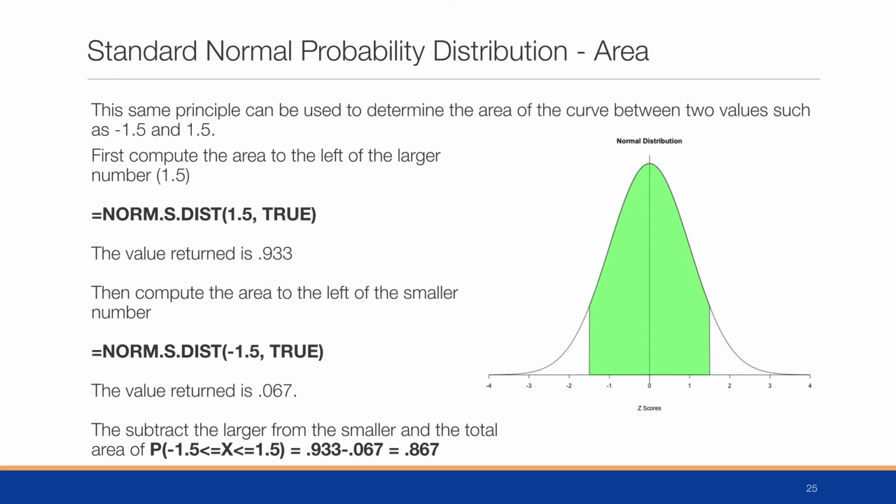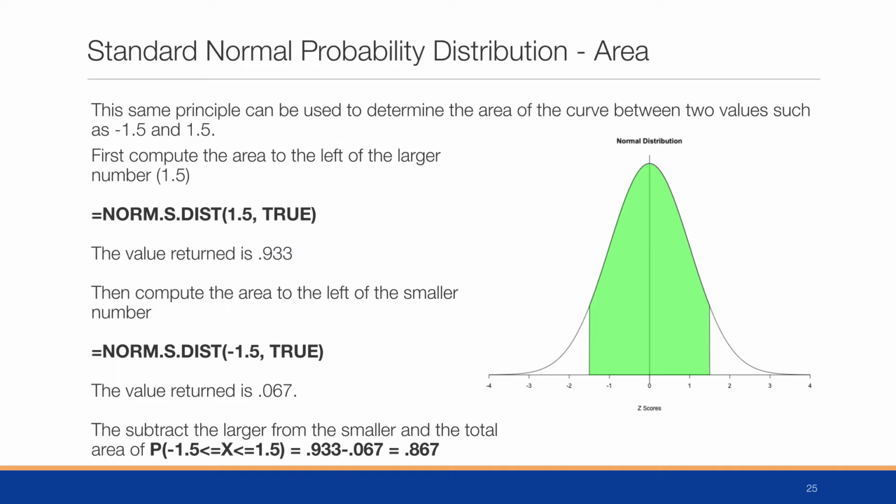We can use that same principle to determine the area of the curve between two values, such as -1.5 and 1.5, denoted by this green region. But we'll have to do 2 calculations. First, we're going to do norm.s.dist of 1.5. So that's this area here to the right. And that would give us everything to the left. All the area, the green shaded and then the white area all the way to the left. That value is going to be 0.933.